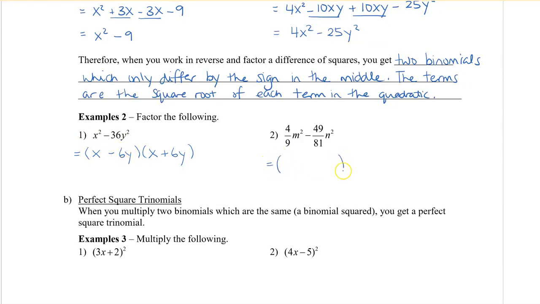Okay, for the second one, even though these are fractions, we can see that all these numbers are all squares, and same with the variables. So we're going to have a minus and a plus. So the square root of 4/9 m squared is 2/3 m. And the square root of 49 over 81 n squared is 7/9 n.